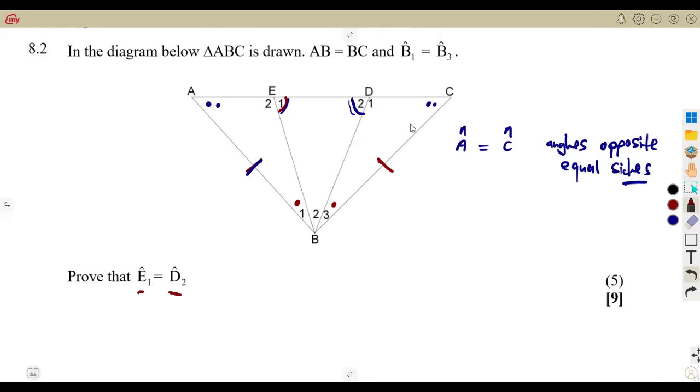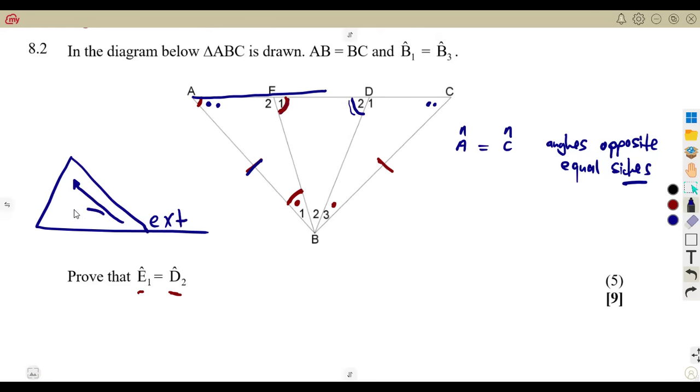So if angle A is equal to angle C, we have angle A and angle B1. How can we find angle E? We can determine angle E. Remember, this is a triangle, guys. Considering that this is a triangle, remember the exterior angle concept I talked about. The exterior angle of a triangle is equal to the sum of the opposite interior angles. This angle and this angle added together must give us the exterior angle.